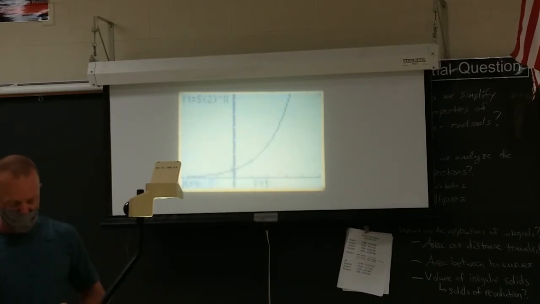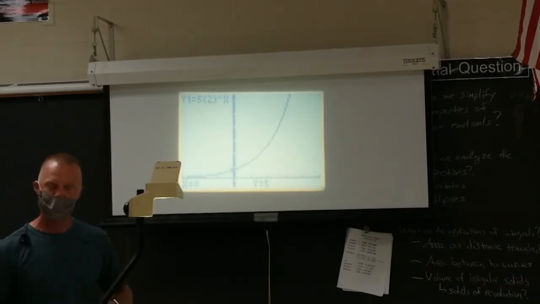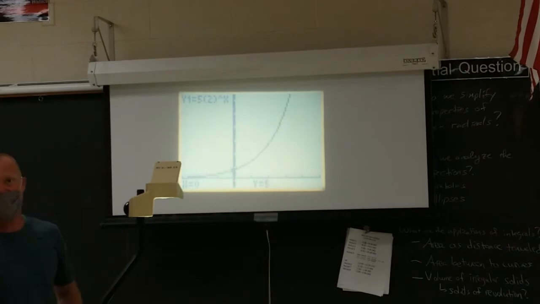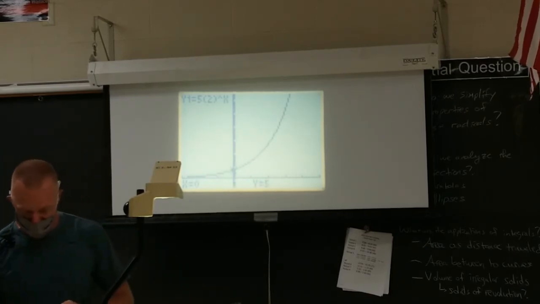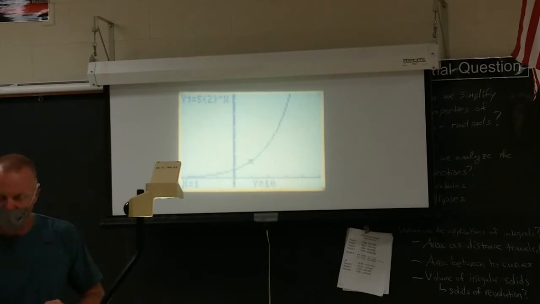If I investigate some points on this graph, maybe the y-intercept is (0, 5). Now, that's interesting. If x equals 0, if I put a 0 in here for x, I'm going to get 2 to the 0. Well, we just learned, of course, that equals 1. And 1 times 5, that's why 5, that number in front of the equation, is the y-intercept.